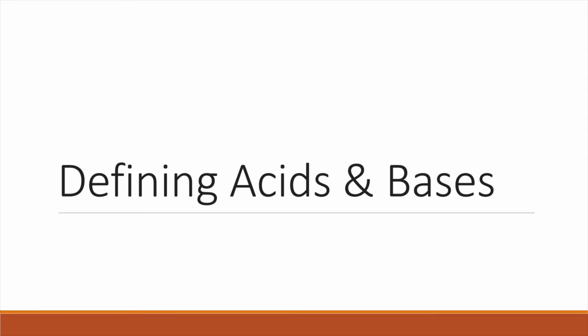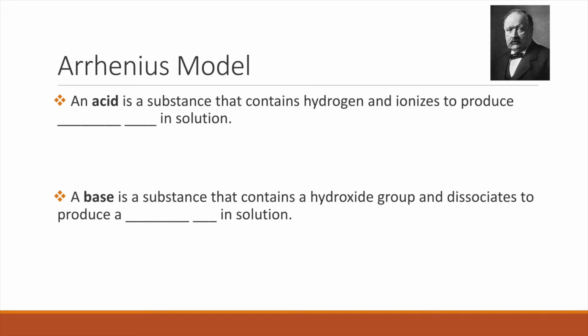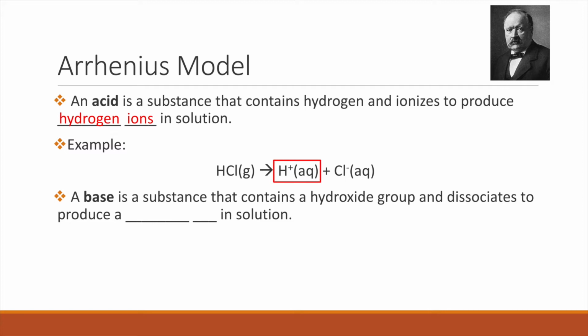In this video we are going to talk about defining acids and bases. The first definition of acids and bases came from a chemist named Svante Arrhenius. In Arrhenius' model, he said that an acid is a substance that contains hydrogen and ionizes to produce hydrogen ions in solution. A great example of this is HCl, or hydrochloric acid. In solution, the H and the Cl split up into H plus and Cl minus. The presence of that H plus, according to Arrhenius, makes it an acid.